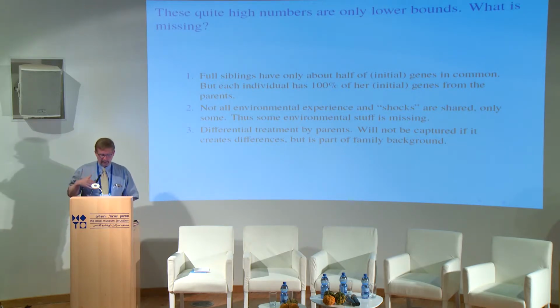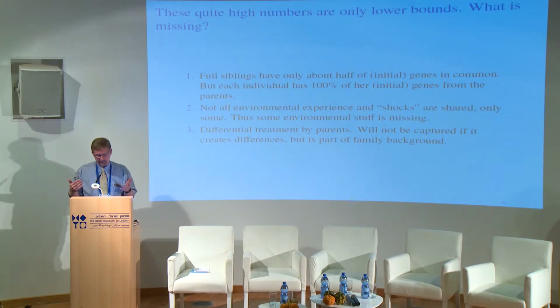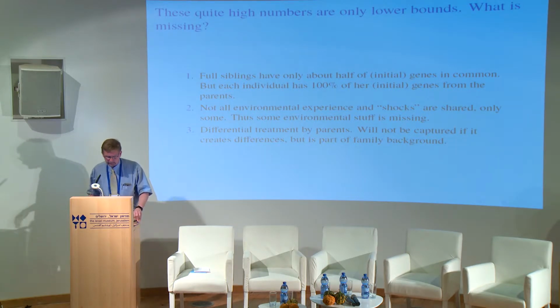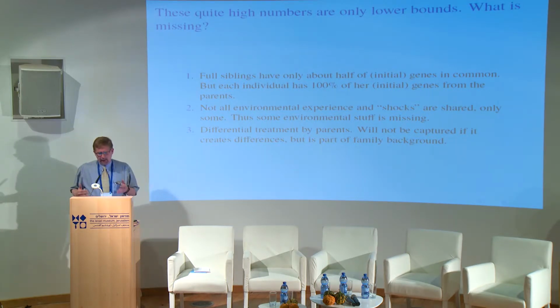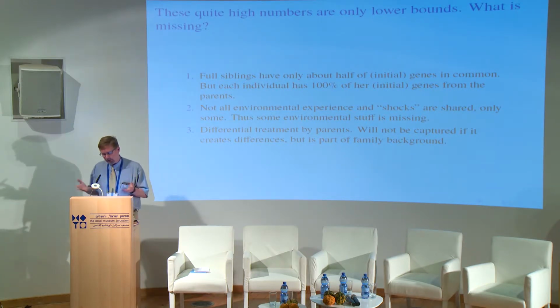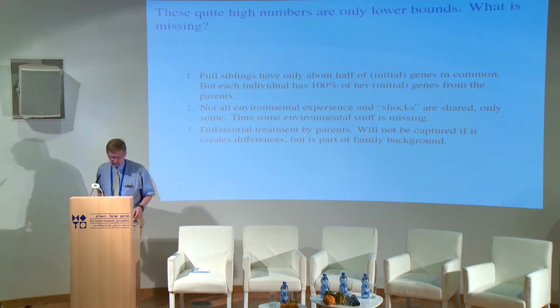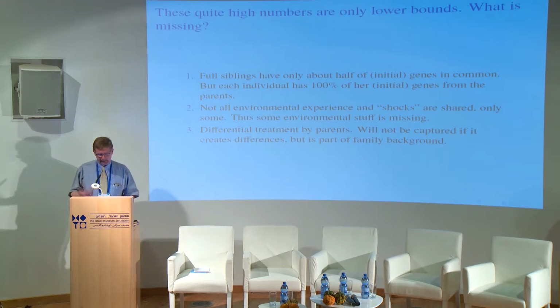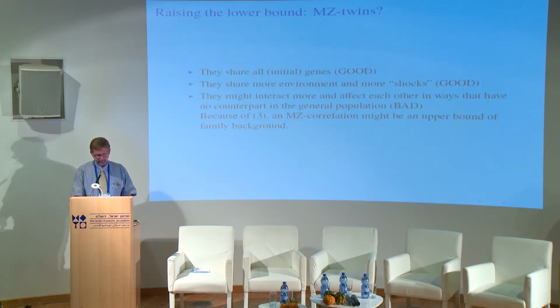But these are still only lower bounds. So one of the things you can do is try to look at genetic factors. This always crops up in conversations about these things. Another thing is that not all environmental experiences and shocks are shared. So we're missing some important environmental things, but which children don't share, and we also miss differential treatment.